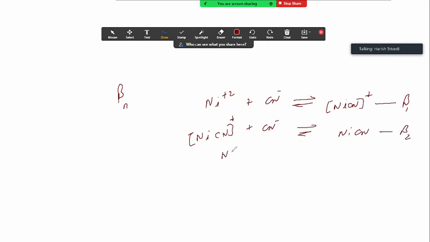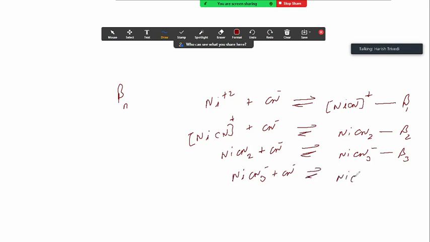Because it is making a complex, it will be surrounded by more ions, so it will give you Ni(CN)3 with one minus charge, and finally Ni(CN)3 minus plus CN minus will give you Ni(CN)4 2 minus. This complex is formed. According to that, you can find out the formation constant.